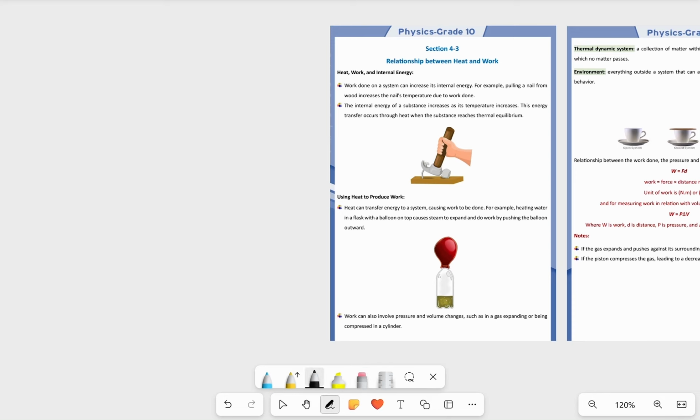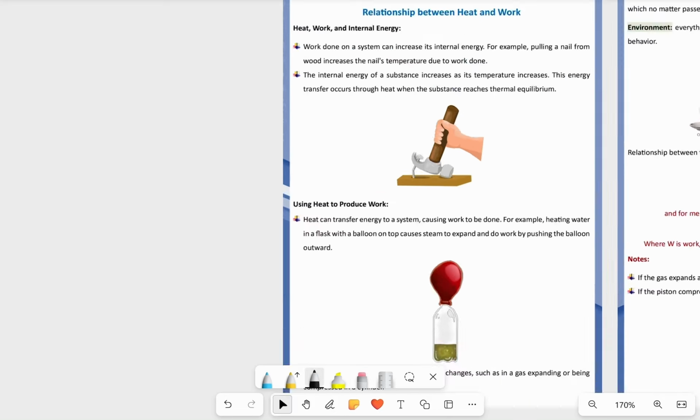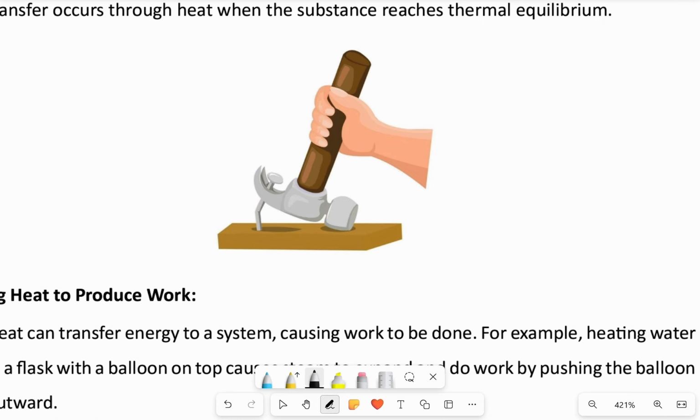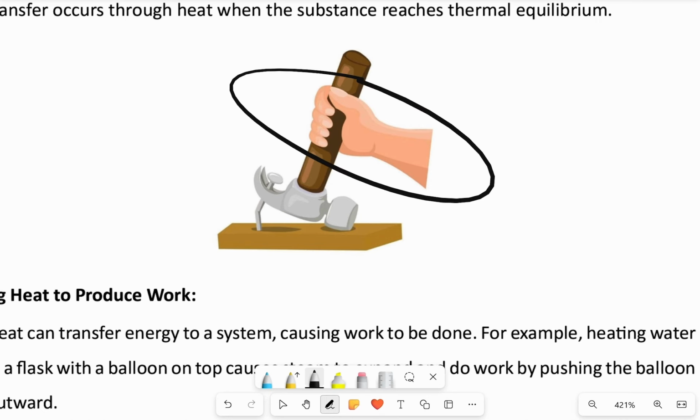We can relate this example to heat. Imagine you are trying to pull a nail out of wood. If you touch this nail when it's out, you're going to feel that it's hot. Why does this happen? First, when you are trying to take out this nail, you are doing mechanical work on the nail. You are trying to push out, you are trying to take out the nail.